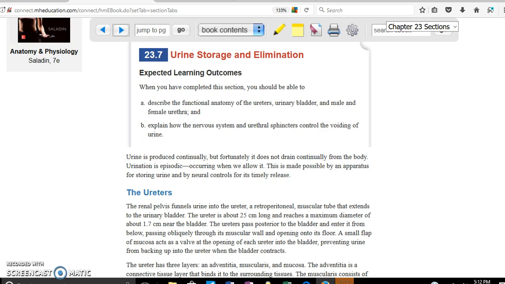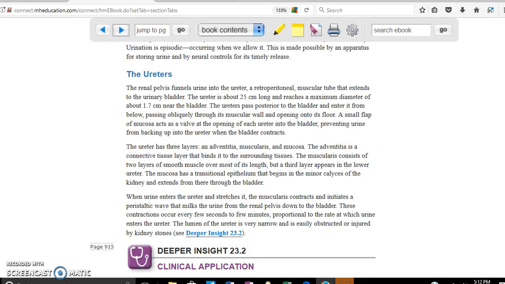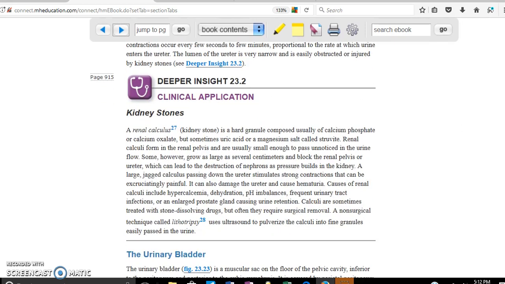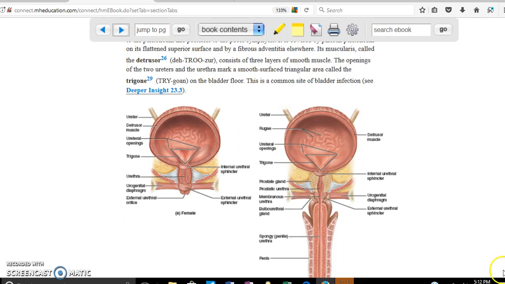Next is urine storage and elimination. Once the urine is formed in your kidneys, the urine is transferred from the kidneys to your urinary bladder through the ureters. We have two ureters, one on each side, and it's going to take the urine towards the urinary bladder. As you can see here, you have the ureters in here, one on the right side, the other one on the left side. Right here, you have two of them. And right here, you have the urinary bladder that expands in order to hold the urine.